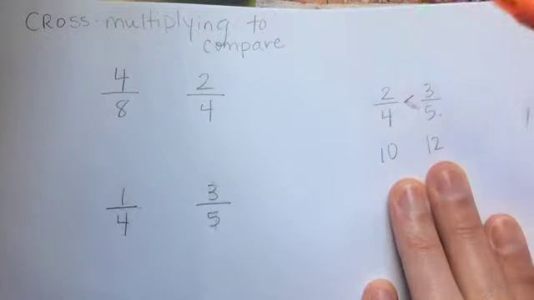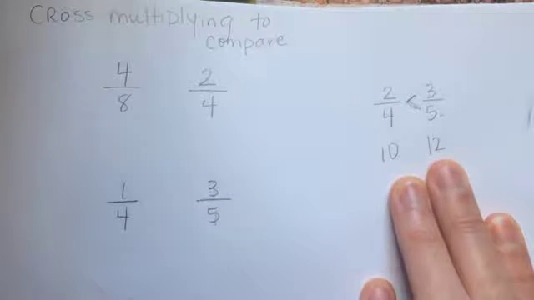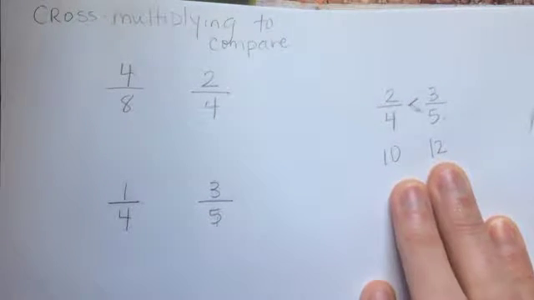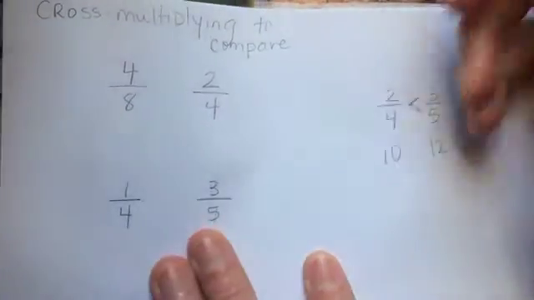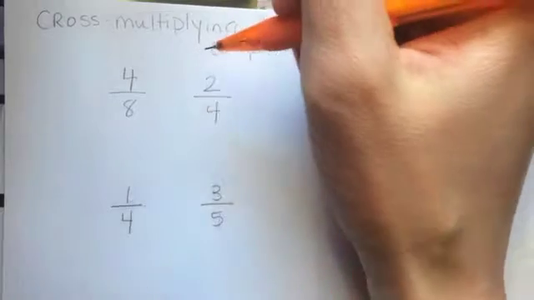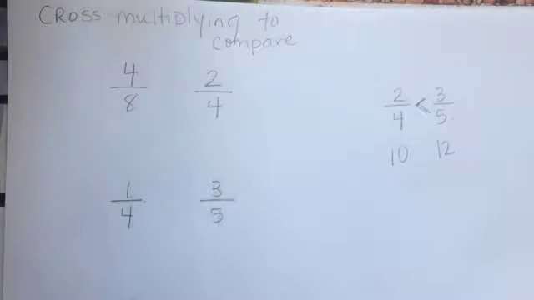Okay, I didn't know why that worked. I just knew that my teacher told me to do it and that it did work. So what we're trying to get the students to understand is why this concept works. Basically what's happening here is I'm getting common denominators. I'm comparing the same size pieces when I do that.